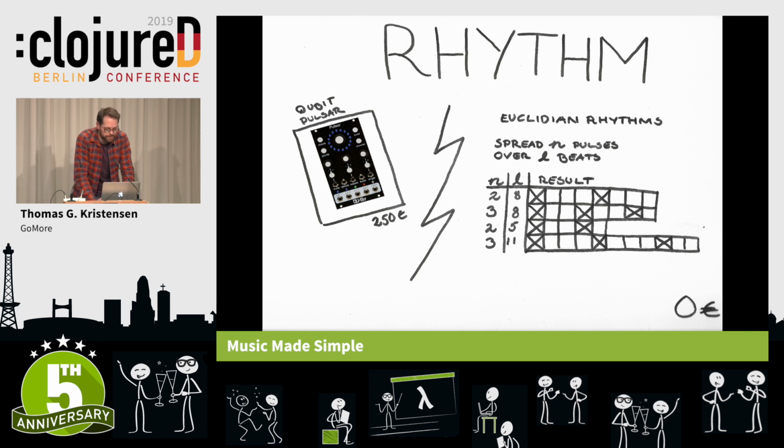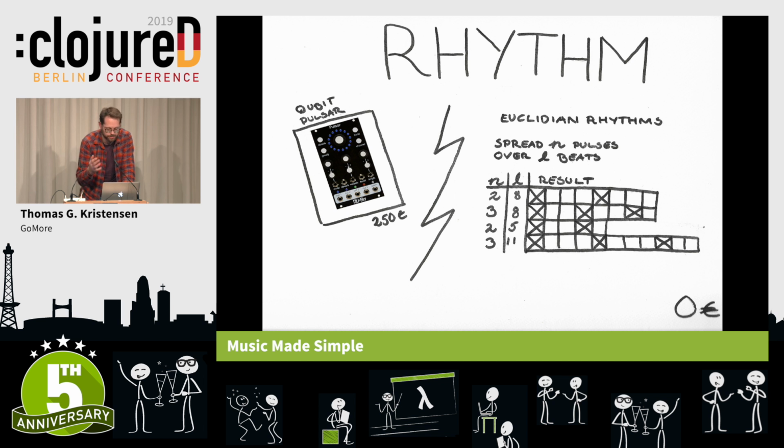And you can get some interesting modules to hook up to your music equipment at home. For example, there's a Qubit Pulsar which costs like 250 euros, which implements something called Euclidean rhythms. And the theory of Euclidean rhythms is you have a number of beats, for example 16 beats, and you select a number of pulses, and then the algorithm basically evenly distributes the pulses over the number of beats.